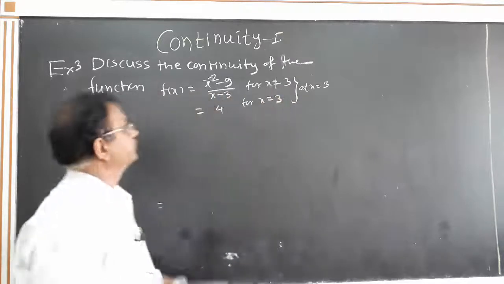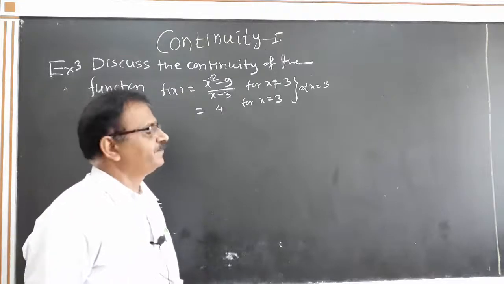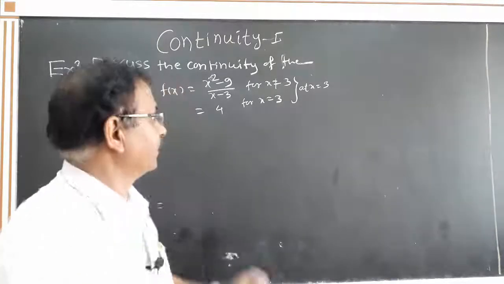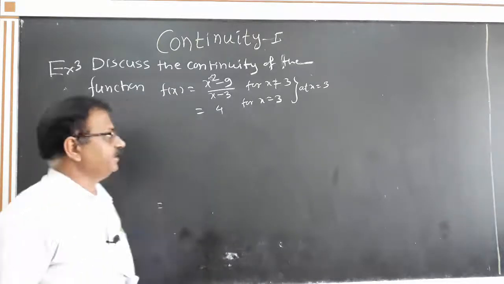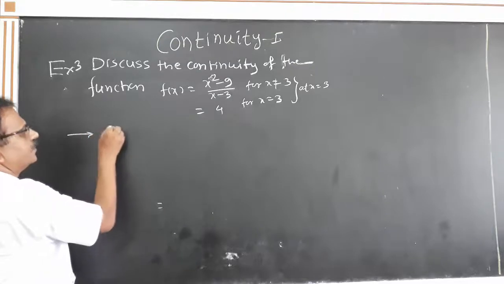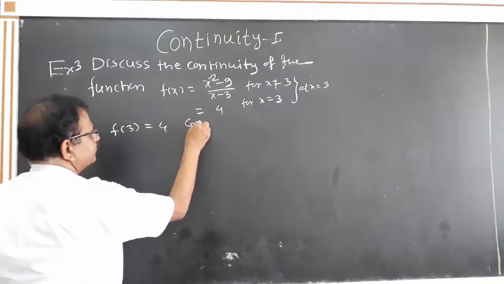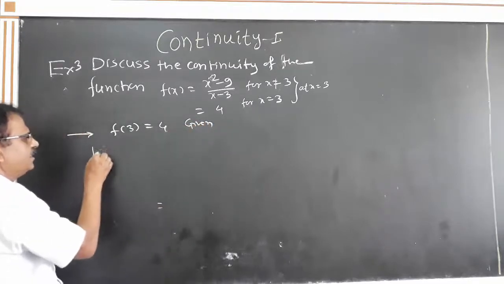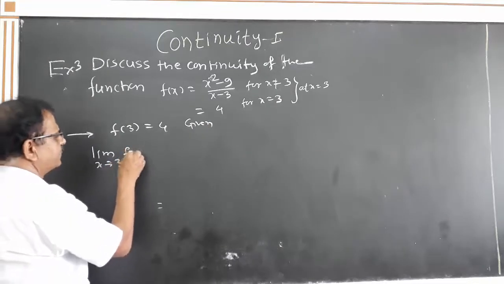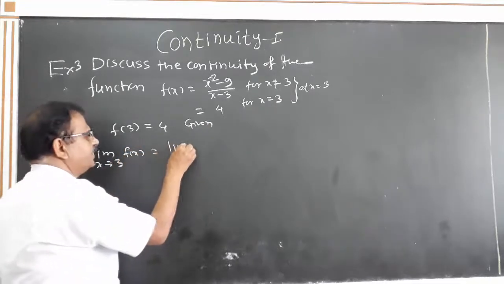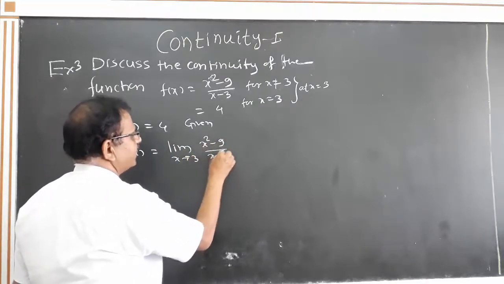Our third problem is discuss the continuity of the function fx equal to x square minus 9 divided by x minus 3 for x not equal to 3 and fx equal to 4 for x equal to 3 at x equal to 3. Here f of 3 is given as 4 and we shall find out limit x tends to 3 of fx equal to limit x tends to 3 of x square minus 9 divided by x minus 3.